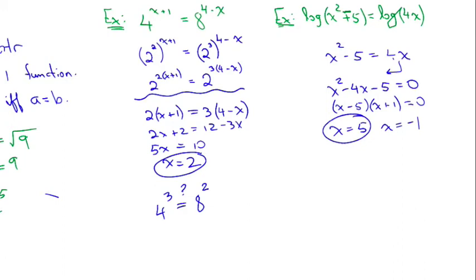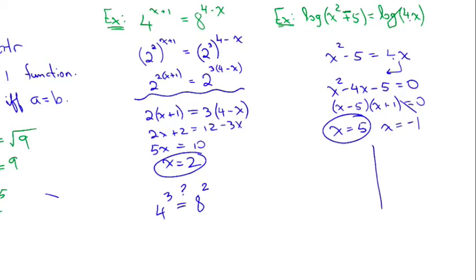What about negative 1? What about the log of a negative number? Well, if I take negative 1 in here, it becomes negative 1 squared, but negative 1 squared is 1. 1 minus 5 is? So you get log of negative 4. If I plug negative 1 over here, I also get log of negative 4. Seems like it works. But it doesn't. Why? You cannot take the log of a negative number.